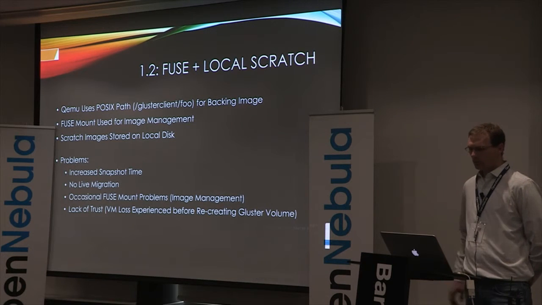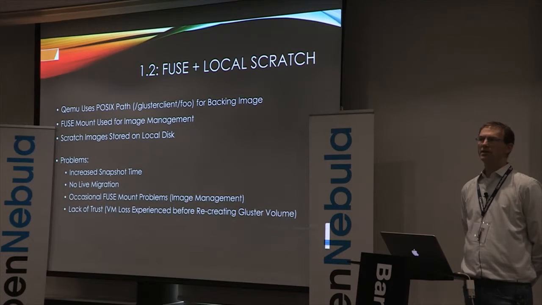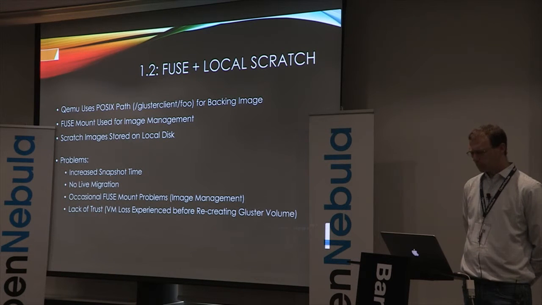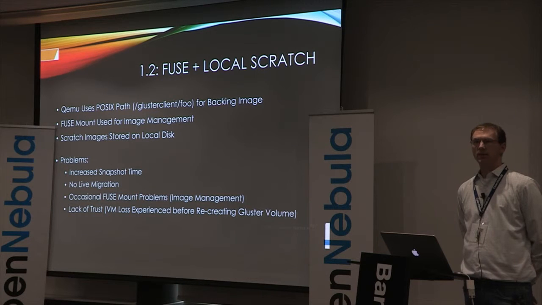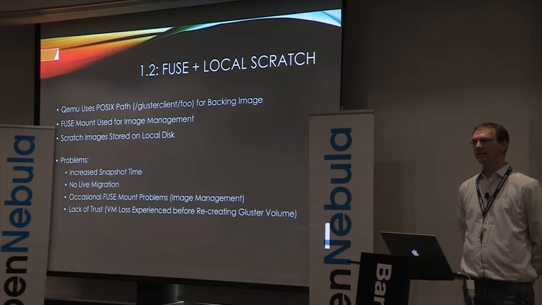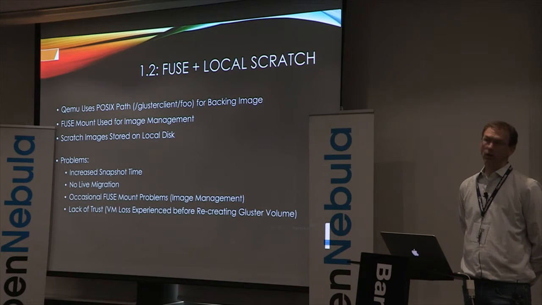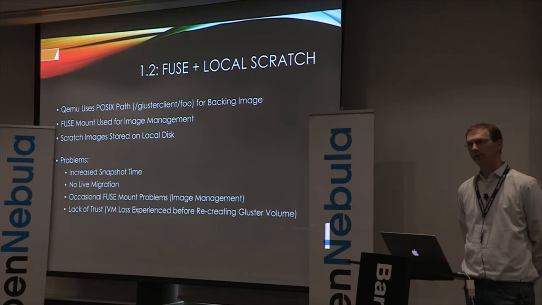At that point, we went back to the fuse mount, and we started putting the VM's running disks, their scratch images, on local storage. So now, QEMU is opening a disk image that's on the VM host's local disk, and that disk image's backing reference points to our Gluster mount. So the snapshot images were on remote storage, and the running VMs were using local storage.